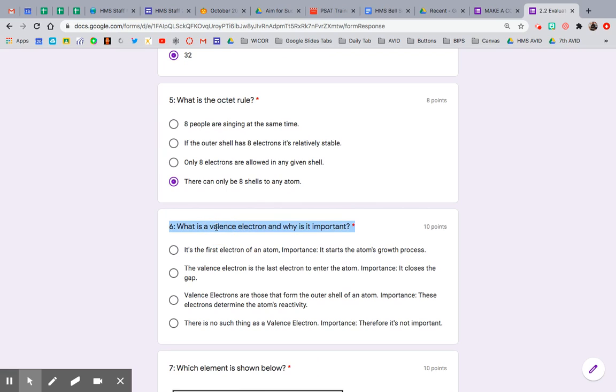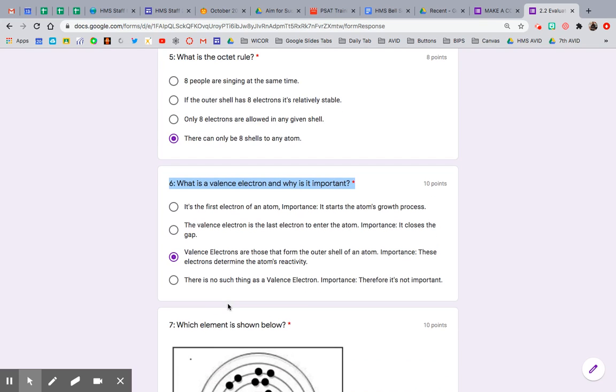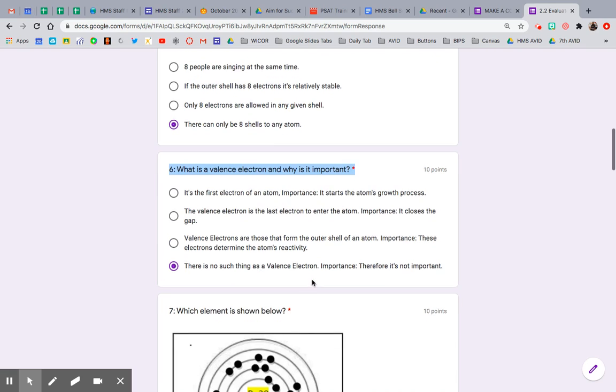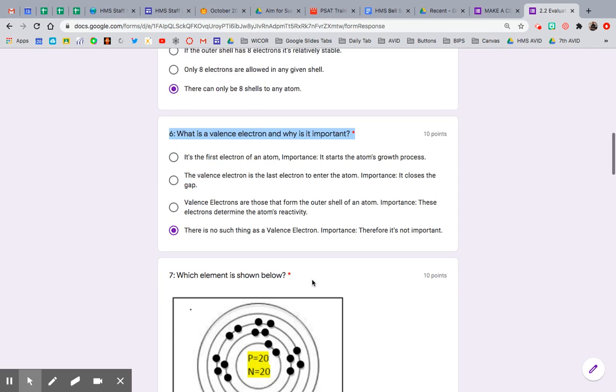Number 6, what is a valence electron and why is it important? Number 1, it's the first electron of an atom. Its importance is it starts the atom's growing process. Number 2, valence electron is the last electron to enter the atom. Importance, it closes the gap. Third one, valence electrons are those that form in the outer shell of an atom. Importance, these electrons determine the element's reactivity. Next one, there is no such thing as a valence electron. Importance, therefore it is not important.